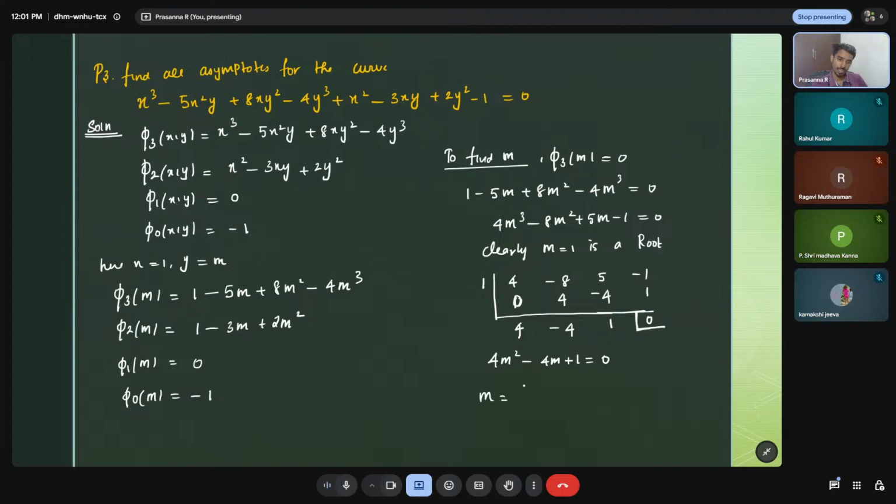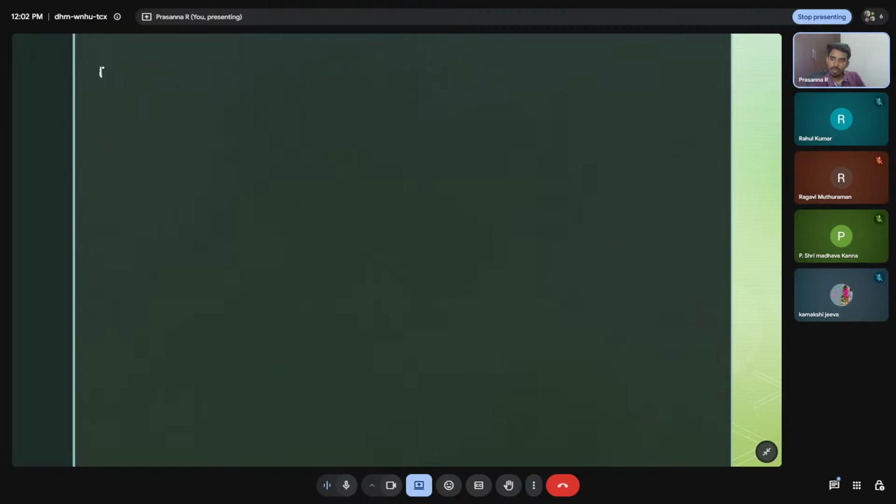So m is given by minus b plus or minus root of b square minus 4ac, divided by 2 times a. So we have 4 plus or minus 0 by 8. So 1 by 2, 1 by 2. So it has equal roots, right? That means the values of m are 1, 1 by 2, 1 by 2.